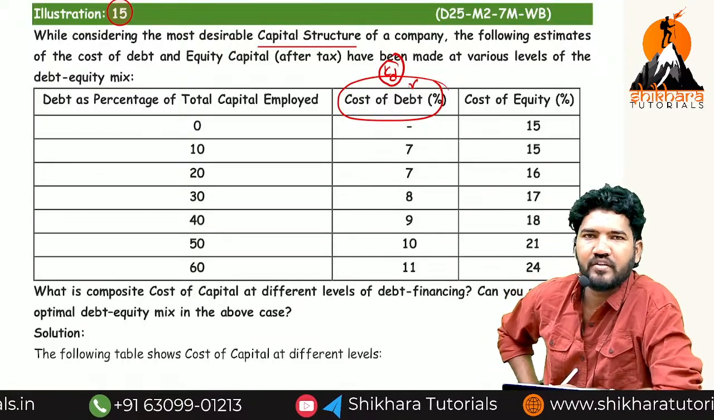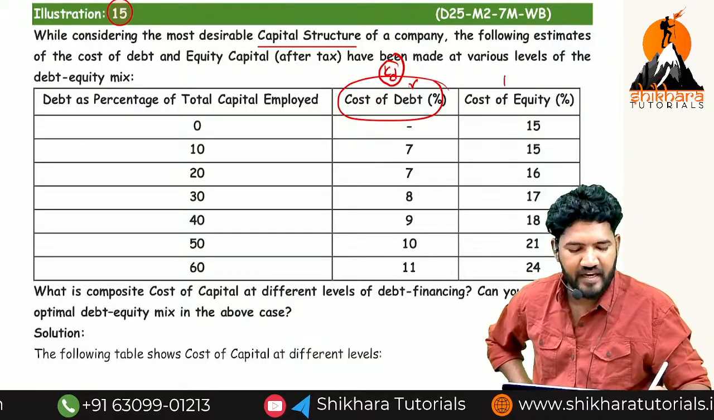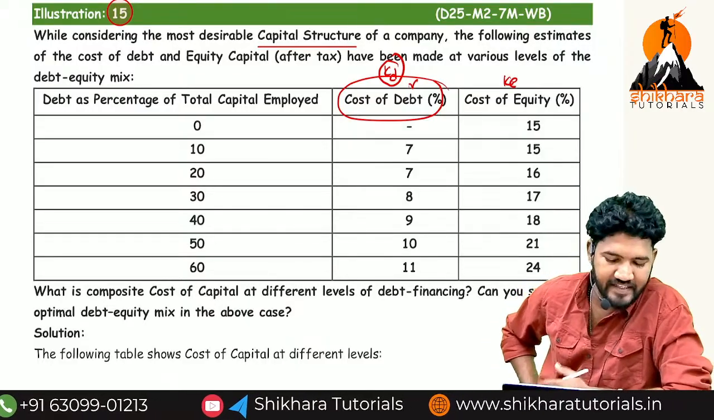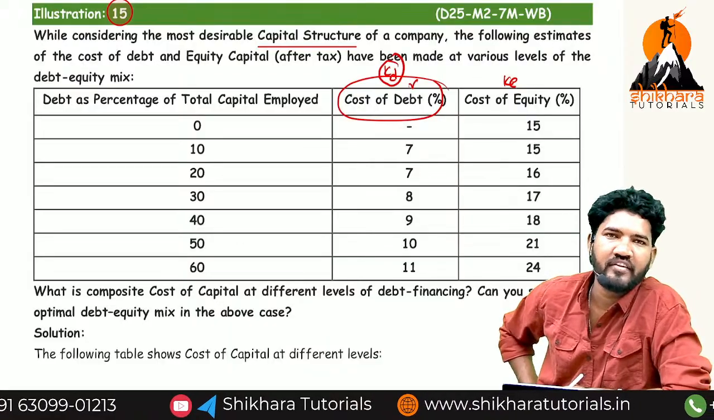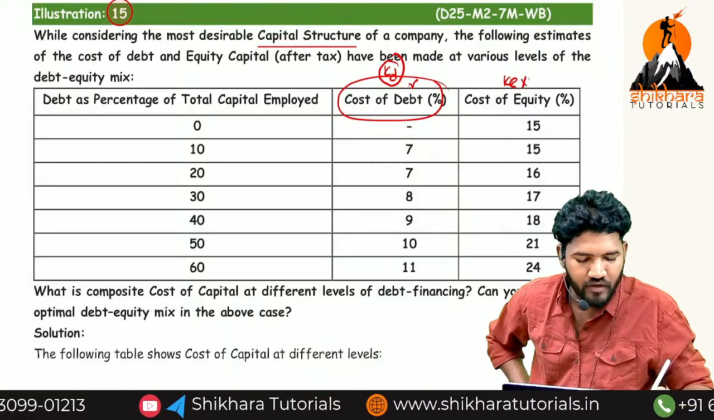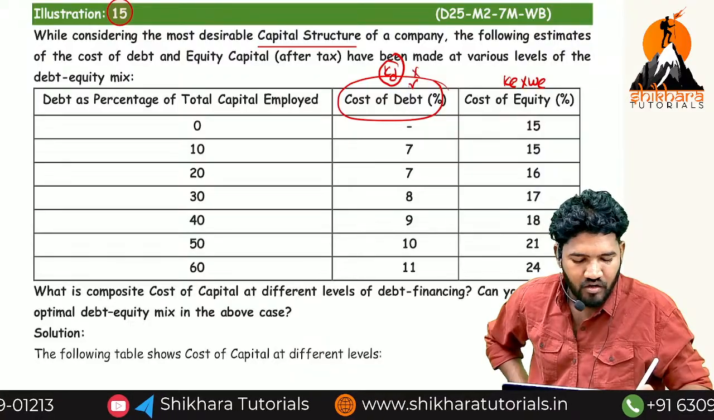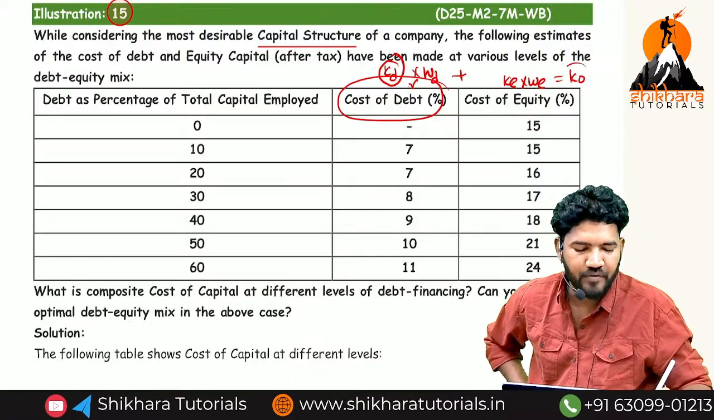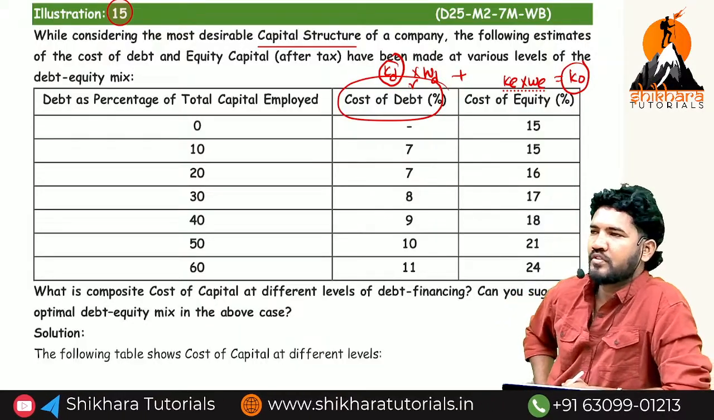Sir, clear, sir? Now this is called KE. KE is there, KD is there. What do you want? Weight of equity you want and weight of debt you want. The sum you will get, what? KO. Are you okay now?